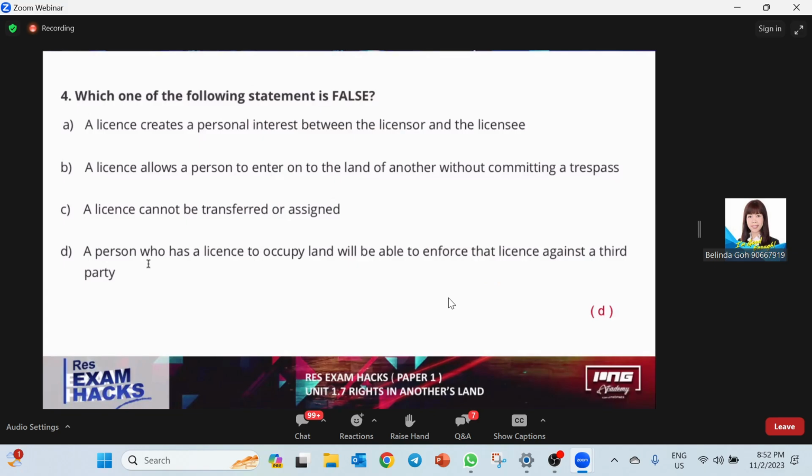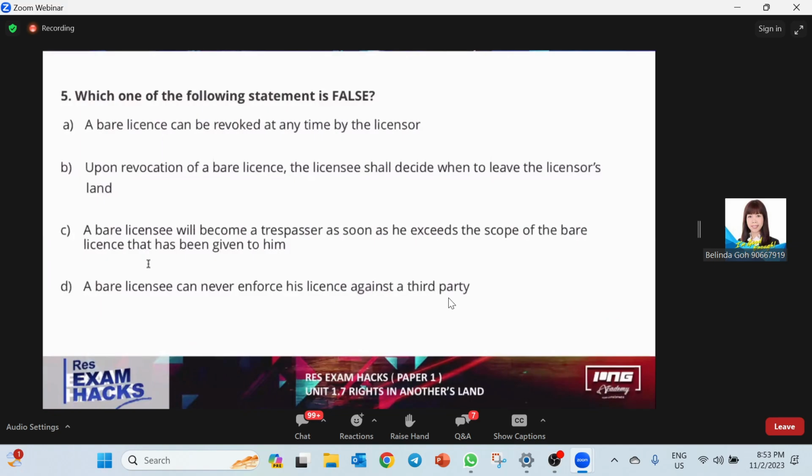Now let's move on to question five, another license question. Which of the following statements is false? A bare license can be revoked at any time by the licensor. Upon revocation of a bare license, the licensee shall decide when to leave the licensor's land. A bare licensee will become a trespasser as soon as he exceeds the scope of a bare license that has been given to him. A bare licensee can never enforce his license against a third party. Remember, they are asking you for a statement that is false.